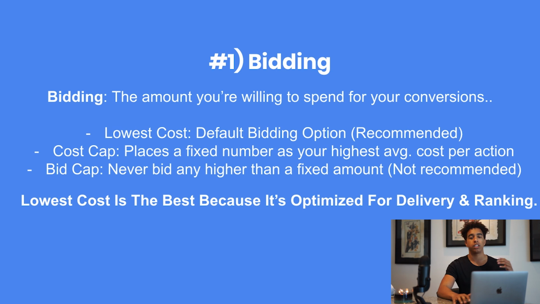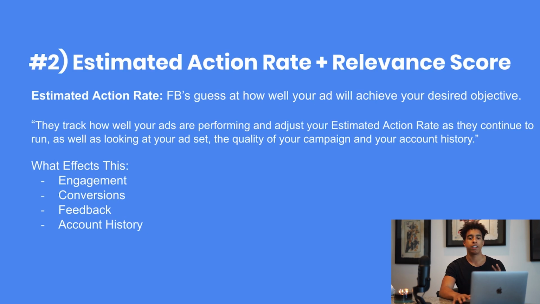You can use the other options if you really want to scale, but when you're just getting started out, just stick with the lowest cost. The second thing that Facebook looks at is the estimated action rate. So this is Facebook's guess at how well your ad is going to achieve the objective.